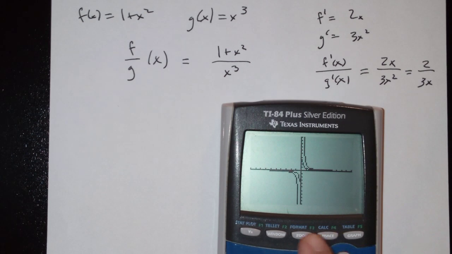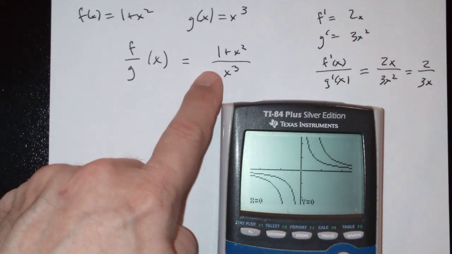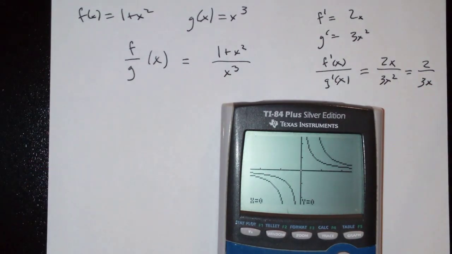Hang on a second. This is the original function. This is the derivative. I see a problem. I know from this picture alone, this is the wrong thing to be the derivative of this. Why do I know that?